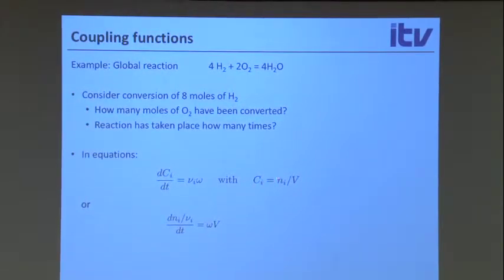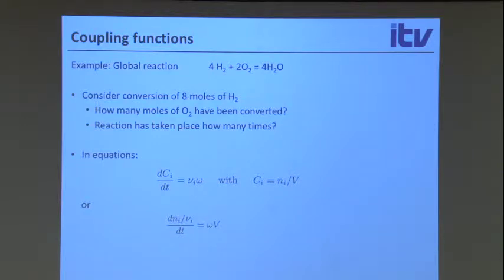The concentration is the mole number divided by the volume. Now I take this and multiply it by volume. So on the left side I have just Ni, and the volume appears on the right side. And I divide by the stoichiometric coefficient. Then on the left side I have Ni divided by nu i, and on the right-hand side I have omega times V. The reason I do this is that the right-hand side is now independent of the species. That's the same for all species.